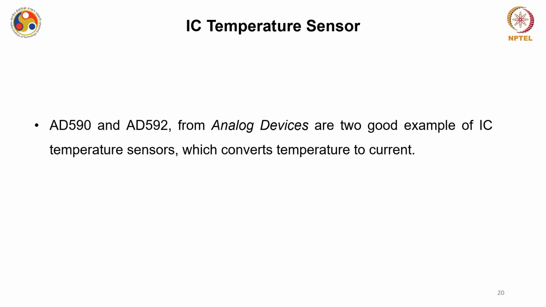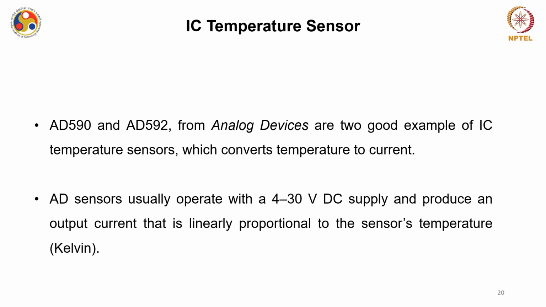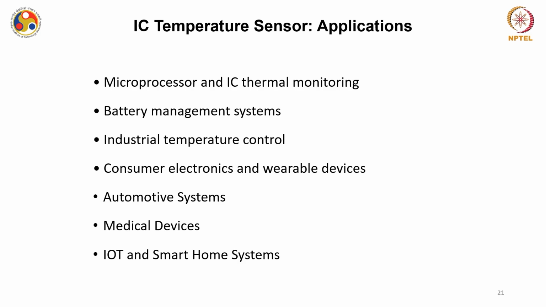Okay. Then there are some IC temperature sensors specific to some companies, like say Analog Devices. They have very popular IC temperature sensors like AD590 and AD592. Okay, they are a very good example of IC temperature sensors which convert the temperature to current levels. Okay. So these AD sensors usually operate with a voltage level of 4 to 30 volt DC supply and produce the output current which is linearly proportional to the sensor's temperature.